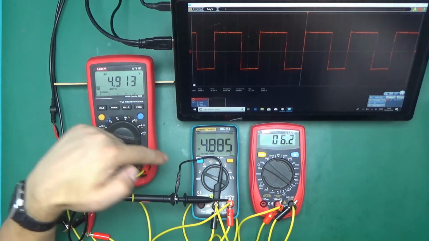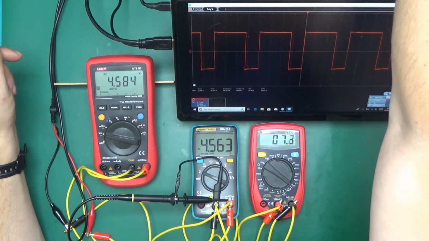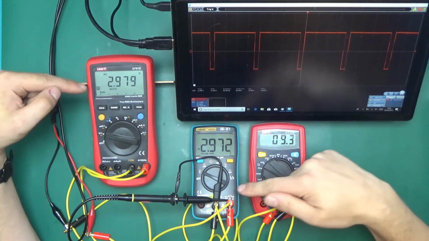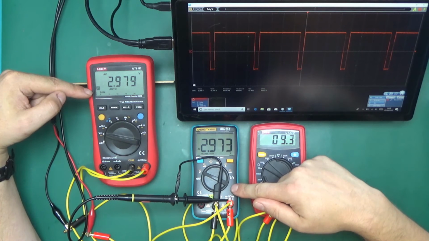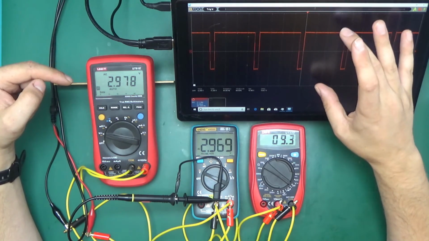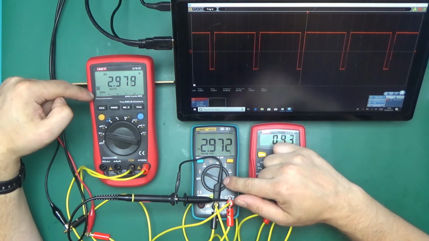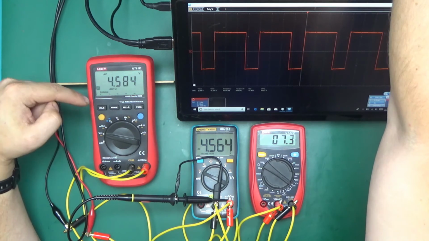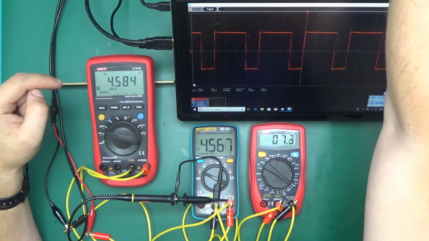60%, 4.9, 4.8, 70%, 80%, 90%. Let's stop there. So at 90%, both of those are showing nonsense. The RMS value of this square wave is still 5 volts, and we're at 50 Hz, well within the bandwidth. This is not the measurements I would expect. Let's go back. So at 70%, we've got 4.5 volts on both of them.